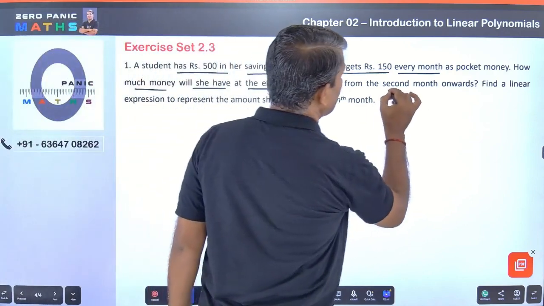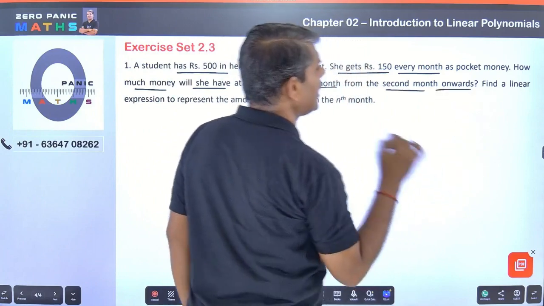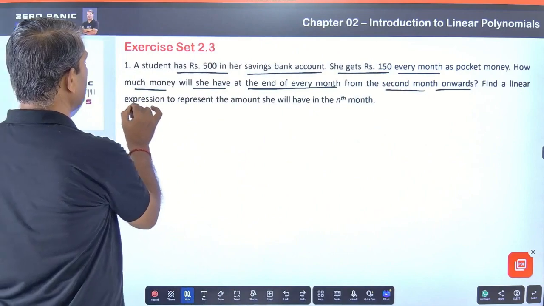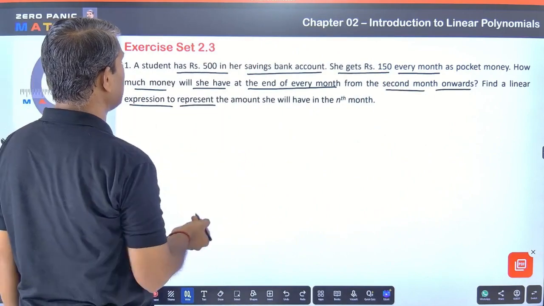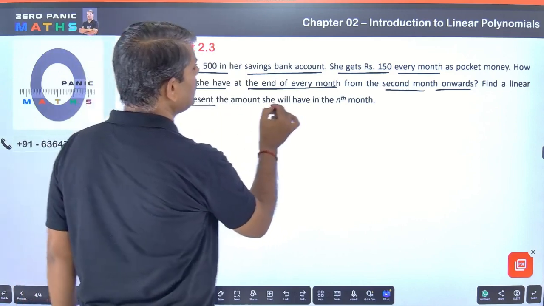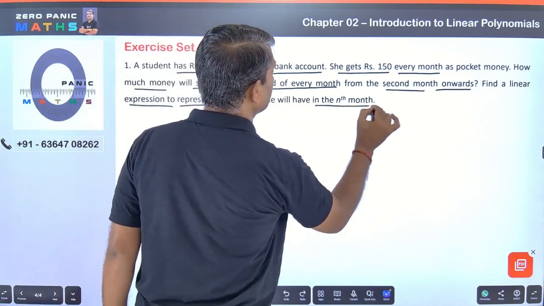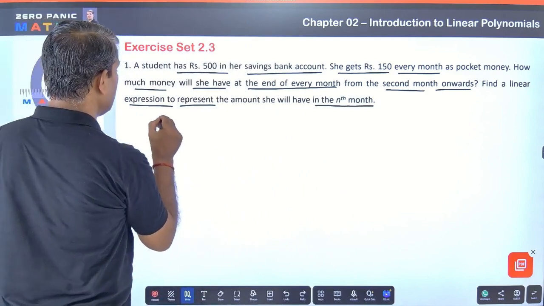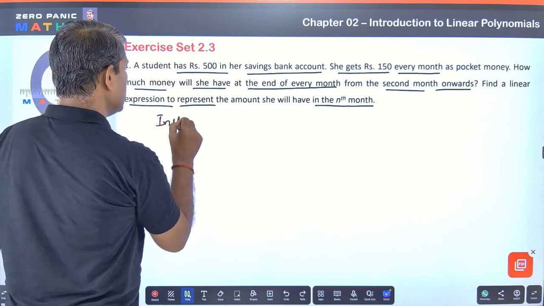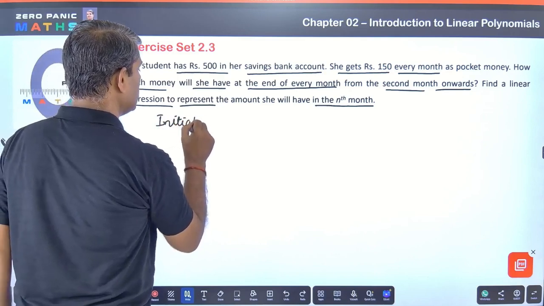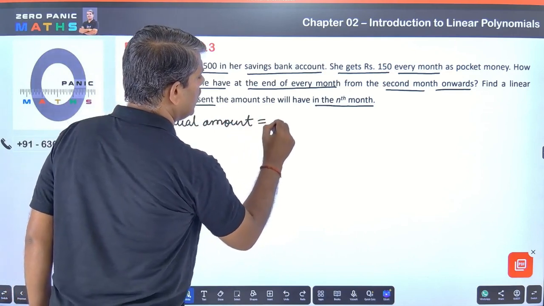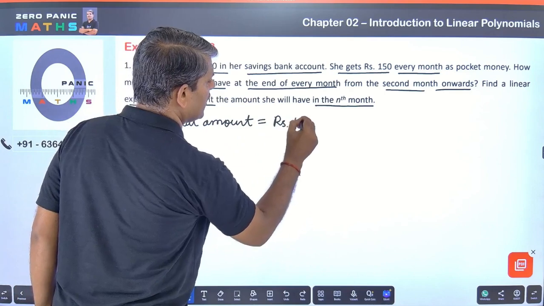From the second month onwards, how much money will she have? Find a linear expression. They are asking for a linear expression that represents the amount she will have in the nth month in general. So let us start with the problem. Initial amount is equal to rupees 500, right?